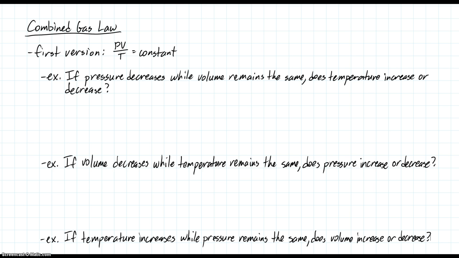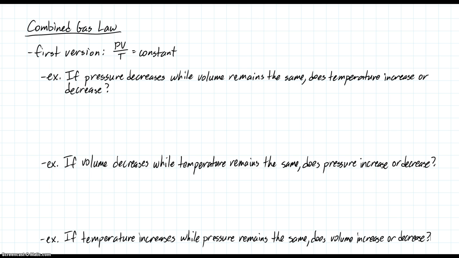We're going to use this version when we see a problem along the lines of the three examples that we're going to go over that are shown here, where one of those three quantities, pressure, volume, and temperature, is being changed, a second one is remaining the same, and we're being asked to figure out whether the third quantity increases or decreases.